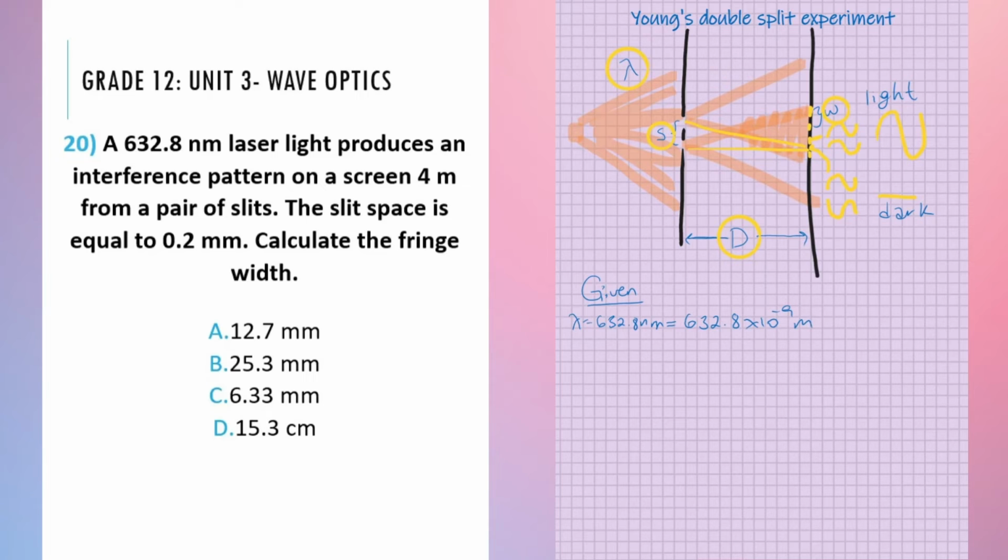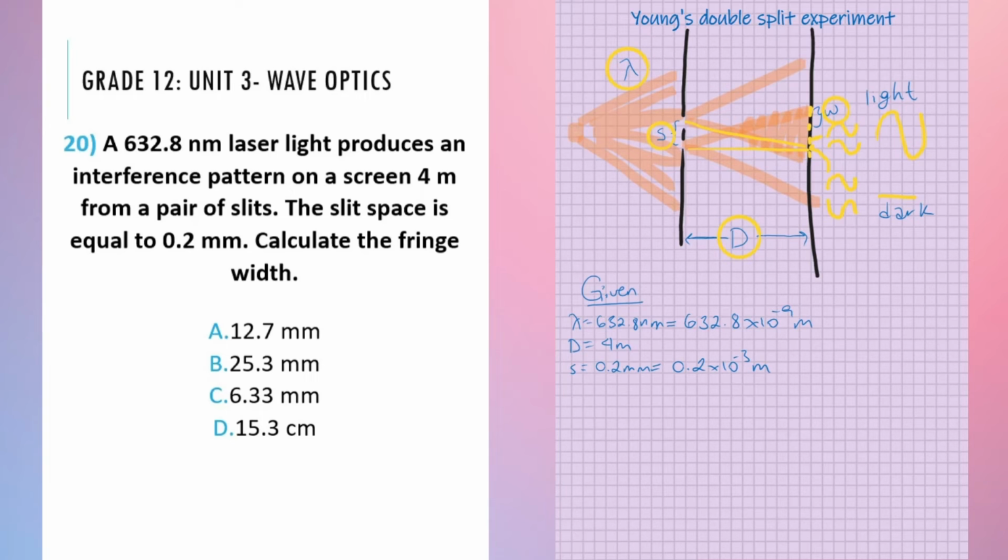The next thing we have is the 4 meters, which is the distance between the slits and the screen. This 4 meters is D. This is in meters, so we're good. We don't have to change that. The next thing we have is the slit space, which is S, and this is 0.2 millimeters. Again, we should change this into meters by simply changing the milli into 10 to the power of -3 meters. So the only thing we don't have is the fringe width, or W, which is what we're being asked.